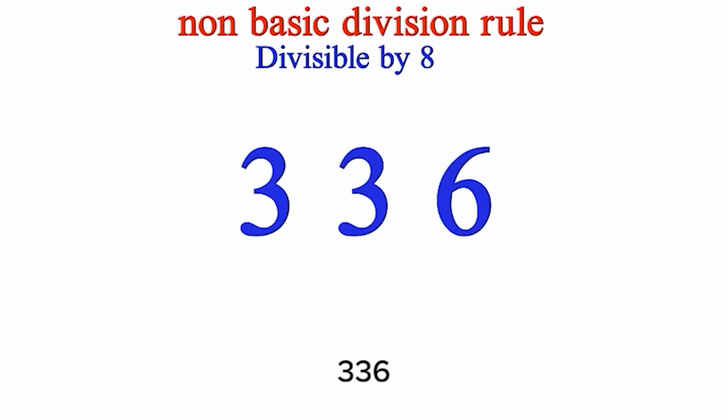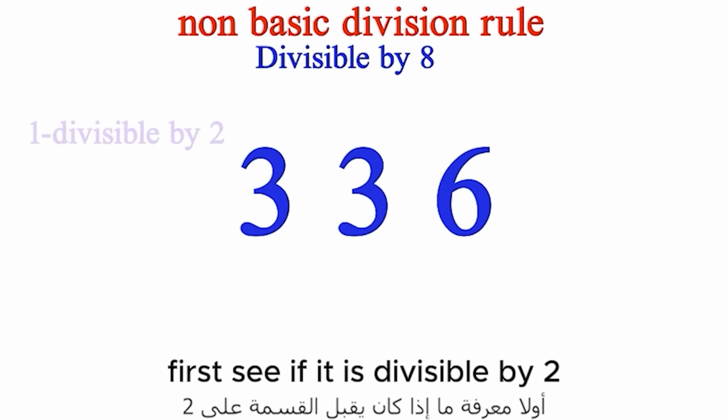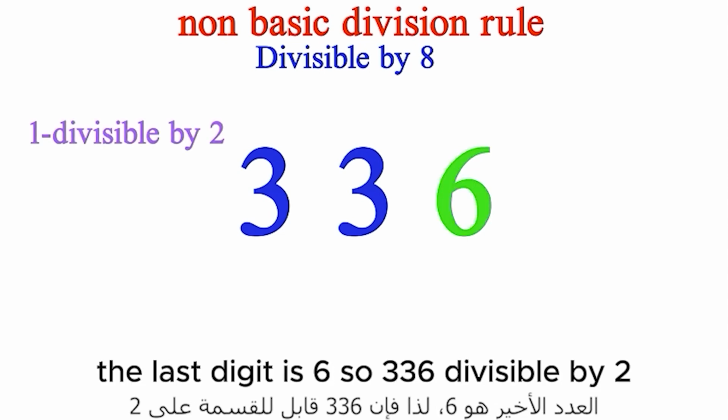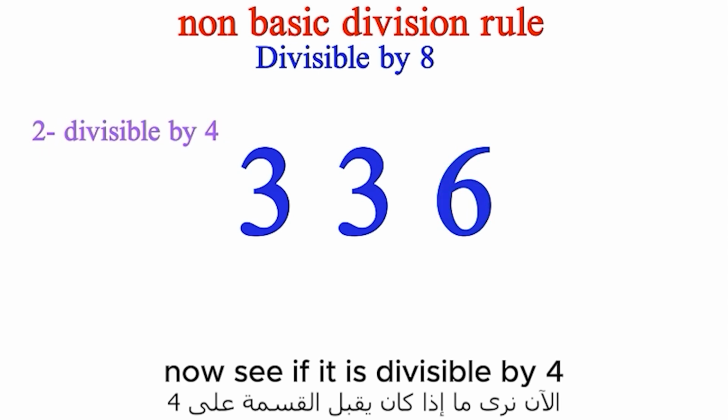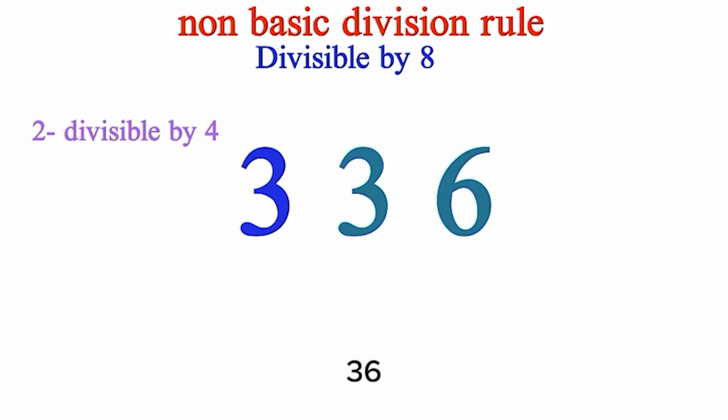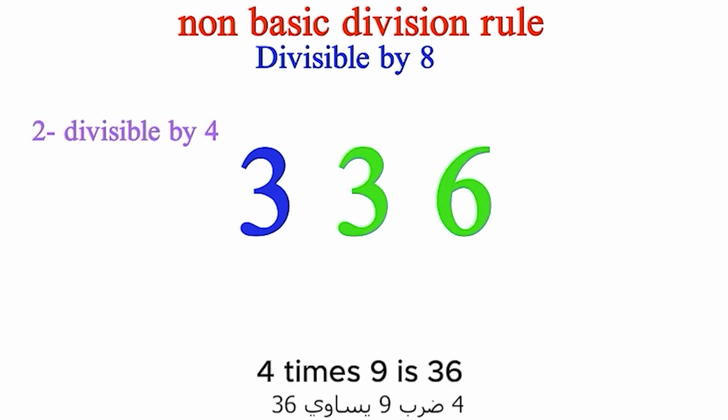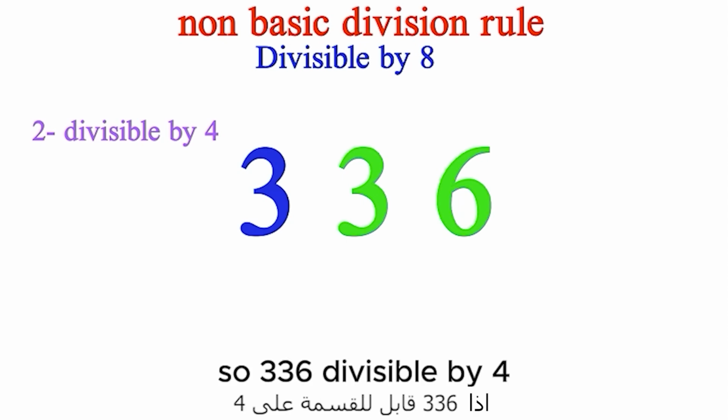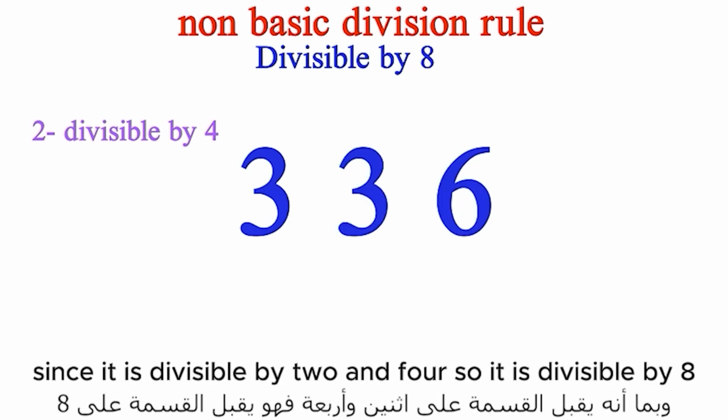Example, 336. First see if it is divisible by 2. The last digit is 6, so 336 is divisible by 2. Now see if it is divisible by 4. Look at the last 2 digits. 36. 4 times 9 is 36. So 336 is divisible by 4, and since it is divisible by 2 and 4, it is divisible by 8.